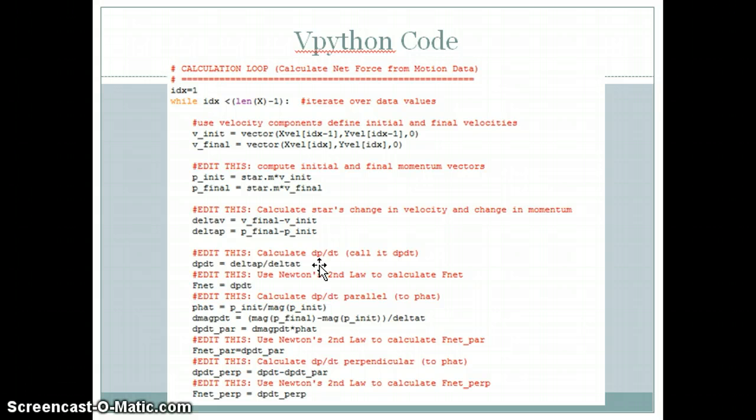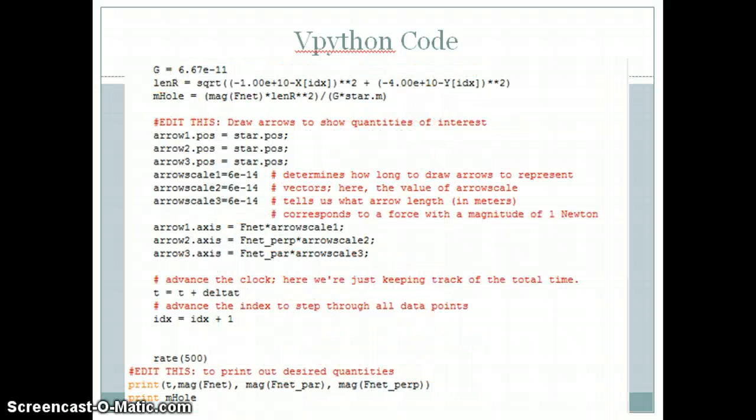Because of this, I can set my F net parallel equal to my dp dt parallel, and my F net perpendicular equal to my dp dt perpendicular. In this final section of code, I have the equation I used to solve for the mass of the black hole, as you can see here.